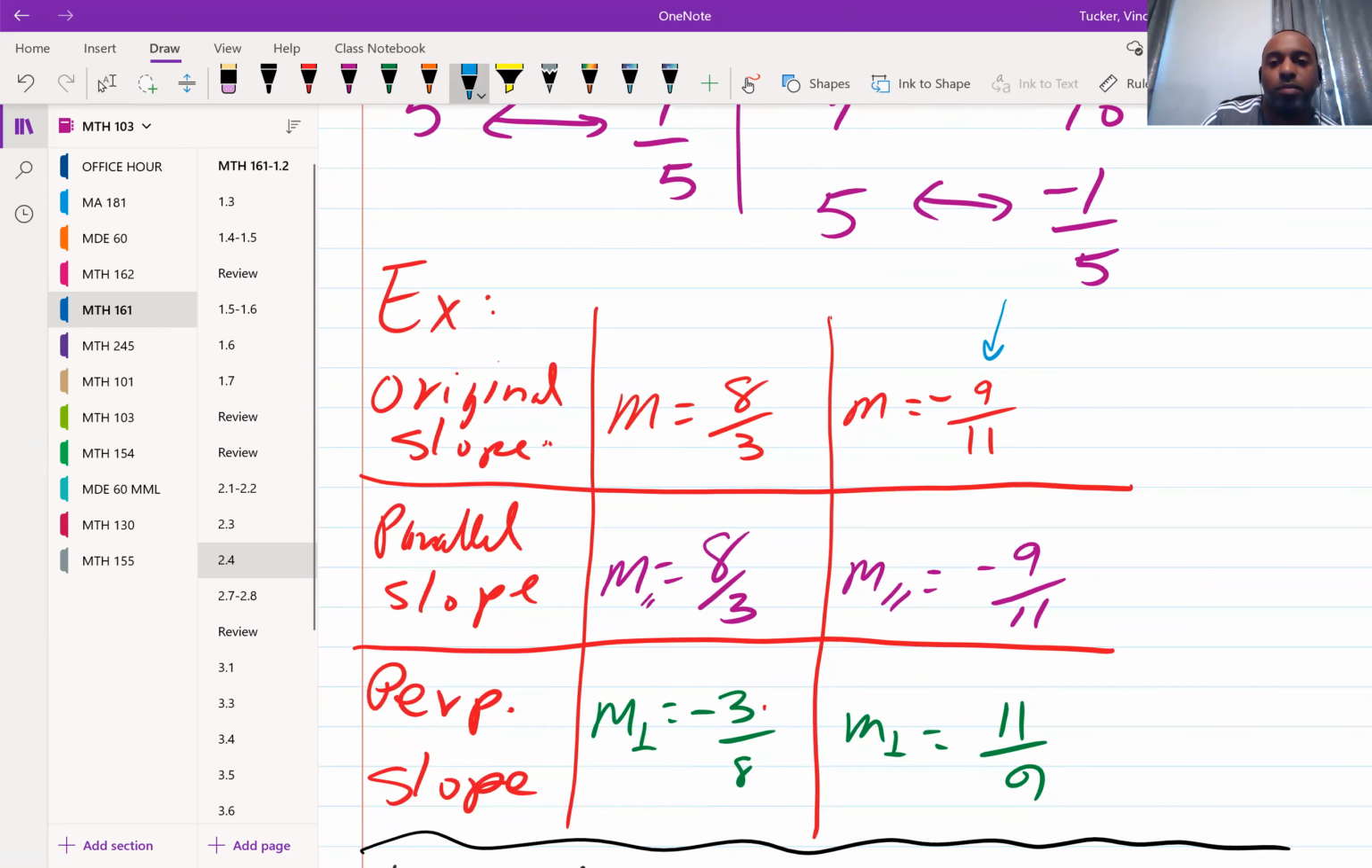Then let's say if I have a line that has a slope of negative 9/11, a line that's parallel to it will have that same slope of negative 9/11. But then a line that's perpendicular to it will have a slope of positive 11/9. All right. Questions on the relationships of the slopes of your lines?